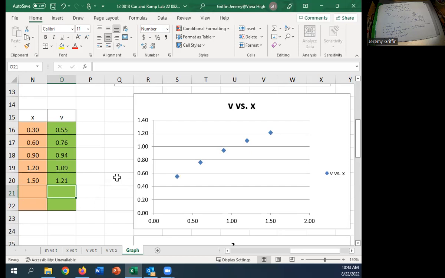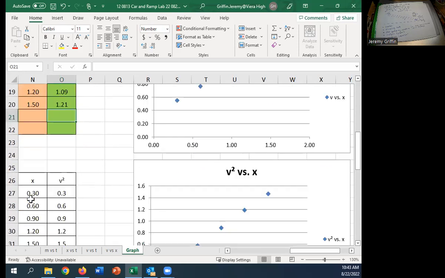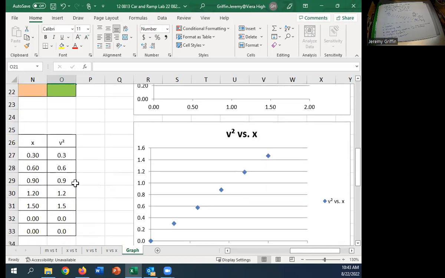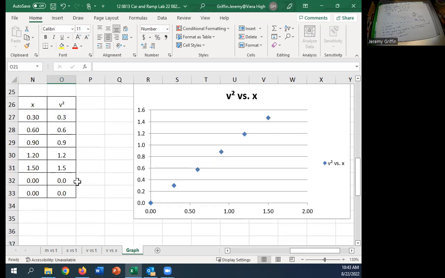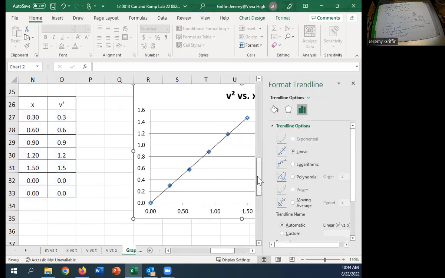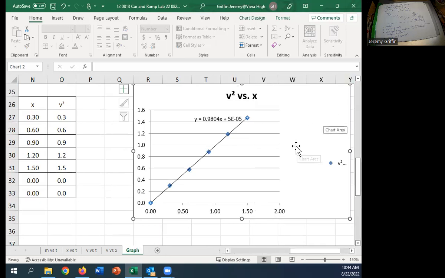Oh, you guys got V versus X on your page. You got a square root looking relationship. Okay, all right, so I had Excel copy and paste the distances in this next table, but also square each individual speed. And oh, look at that. Wow. Add trend line. And let's go ahead and display equation on the chart. Right, so there's definitely a slope there.